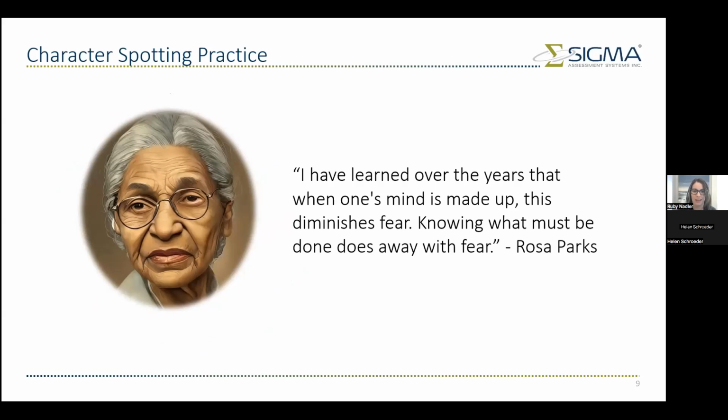So she said, "I have learned over the years that when one's mind is made up, this diminishes fear. Knowing what must be done does away with fear." So I just want you to sit with that for a moment and think about what character dimensions are shown through that quote. And, you know, given that this is someone who really pushed the civil rights movement forward.